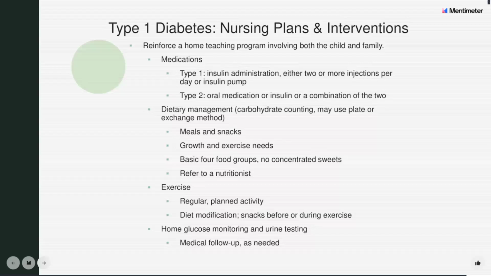Increasing their exercise, making sure that they're doing it smart and making sure they're having a snack before they exercise so they don't get hypoglycemic. And then making sure that they are following up with their care team frequently.